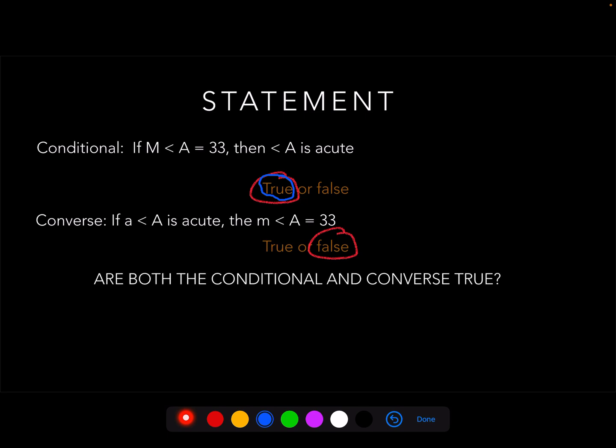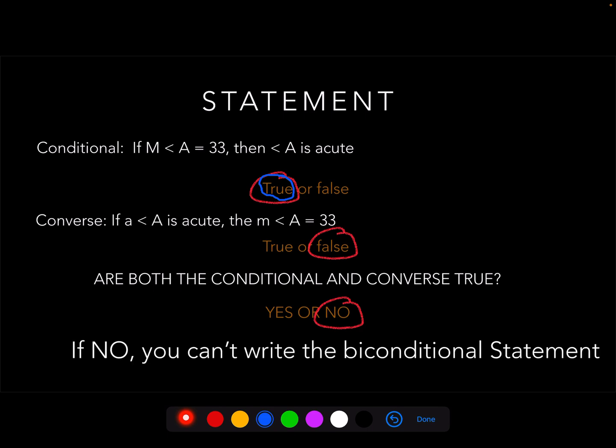So because that statement is false, are both the conditional and converse true? Obviously that's no. So since that answer is no, you cannot write this as a biconditional statement. You're simply done. It can't be written as a biconditional. In order to be written as a biconditional, they both have to be true. If they're not both true, you can't do it. No ifs, ands, or thens about it. They both have to be true.